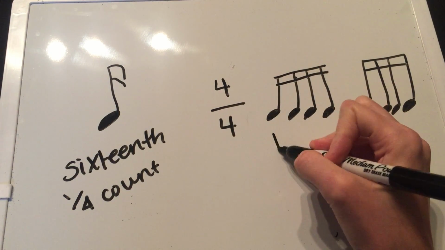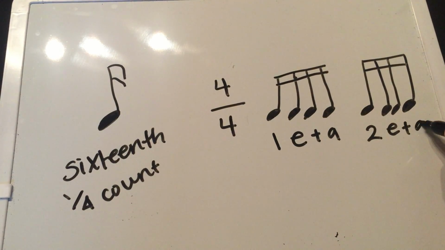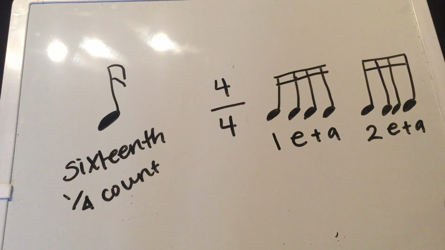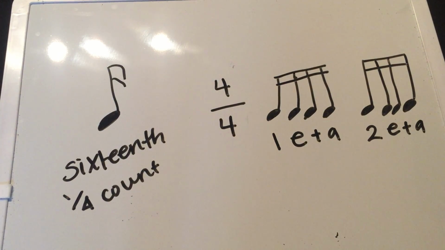So to count these, it would go 1 E and 2 E and, because they're only worth 1/4 of a count. So if you were to play it on the piano, it would be 1 E and 2 E and, and that's how you would play this piece of a measure.